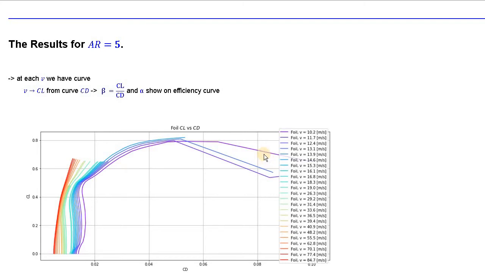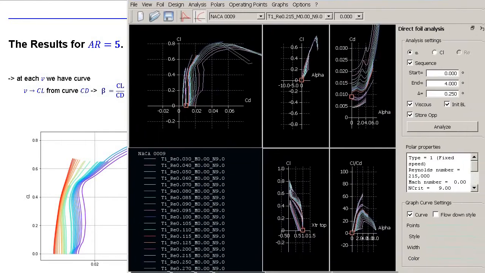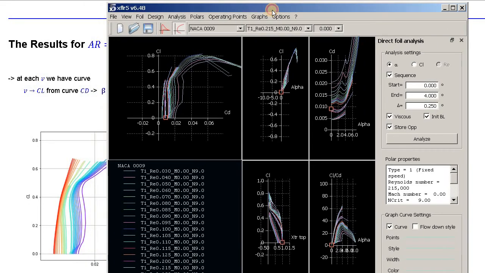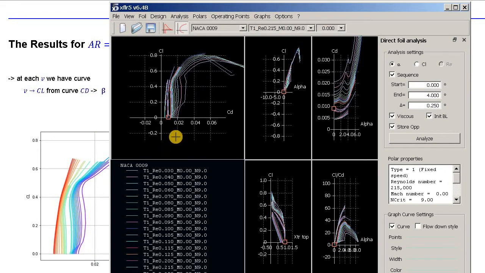To plot those curves, you can write a script to control XFoil so that you don't have to do it manually, or you can use this software. XFLR5 is very good, very convenient. It uses the same source code, but instead of Fortran it uses C language, and for whatever reason it runs faster and is also more stable. I really am a fan of this software.